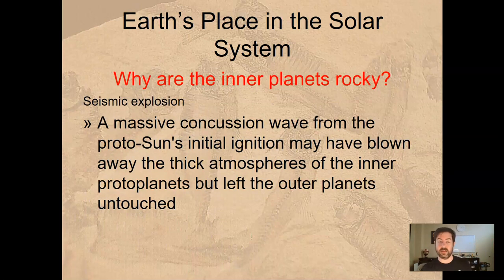Also, when the sun turned on, there was a seismic explosion, a massive concussive wave. Once that sun turned on, nuclear fusion is essentially an explosion. It's billions of nuclear bombs all going off at once every second. And so when that sun turned on, that pushed that material further out, again, leaving behind some of the heavier rocky material.